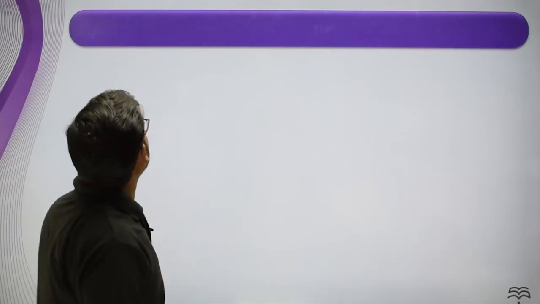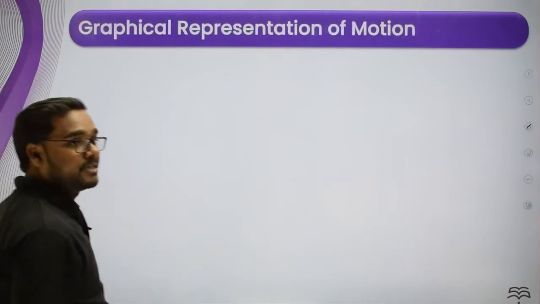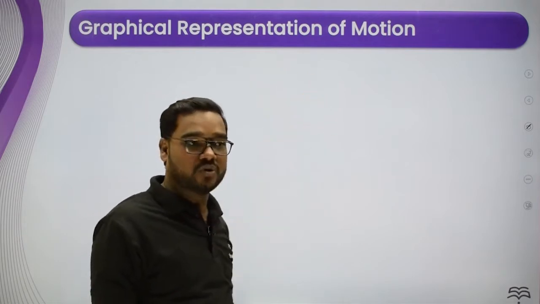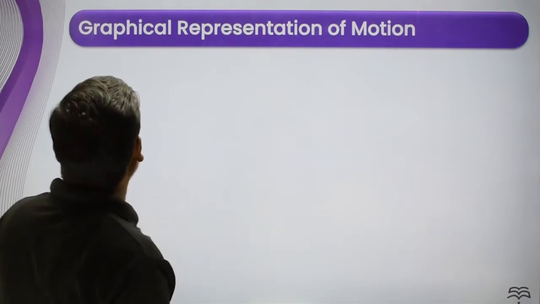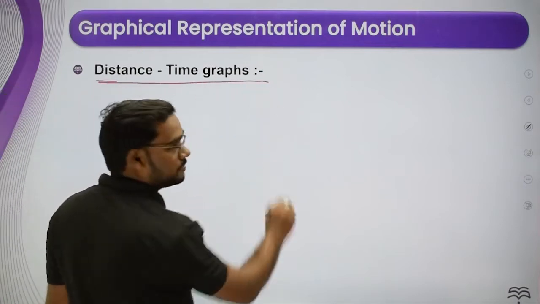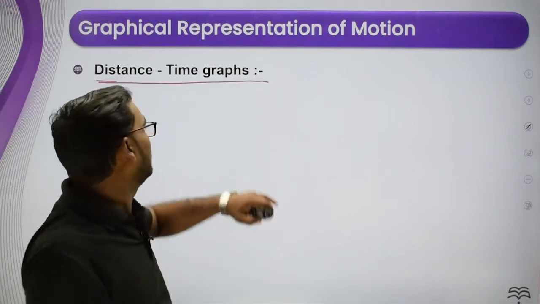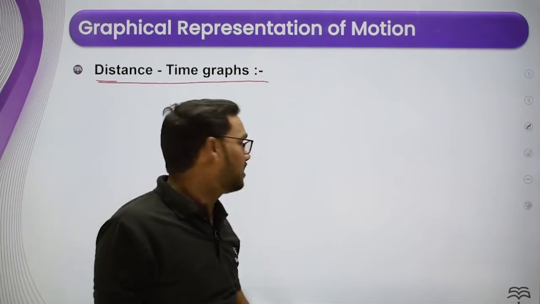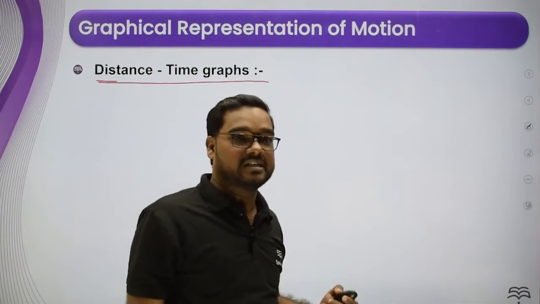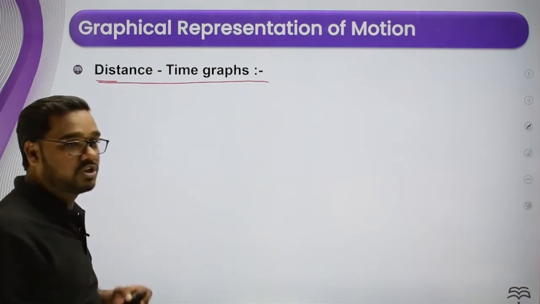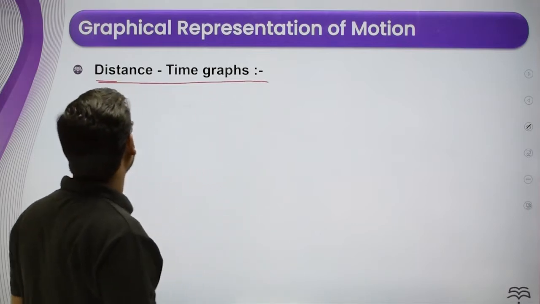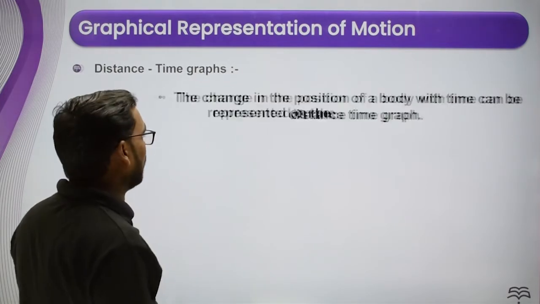Now move to the next point, that is the graphical representation of motion. How to define the graphical representation of motion? Now you can see over here, this is the first graph. This is the distance time graph. This is the first relation that we are going to discuss with the help of a graph. How to draw it and how to read it, now we will discuss. First we are going to discuss how to draw the distance time graph. If you want to draw the distance time graph, first of all you need to draw the distance on the y-axis.